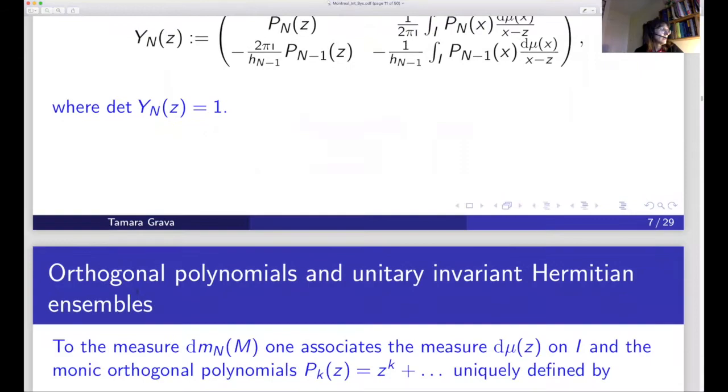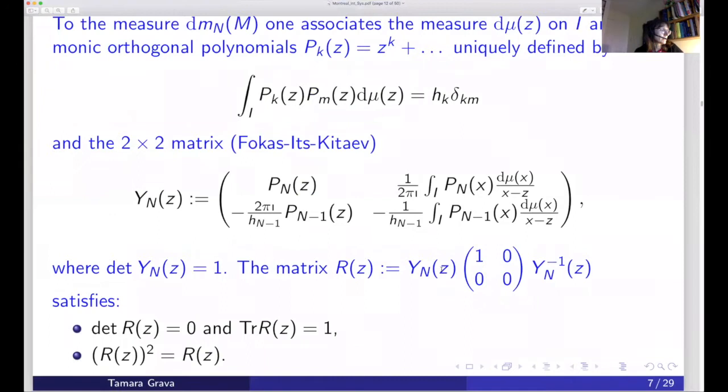Now I'm introducing a matrix R, where R is the product of Y_n, then the matrix with entries 1, 0, 0, 0 in the middle, and Y_n to the minus one. This matrix R, which is called the resolvent matrix, satisfies the following properties. The determinant is clearly equal to zero. The trace is equal to one because of the cyclicity property of the trace. And it's a kind of projector because R squared is equal to R. So these three properties you have to keep in mind.